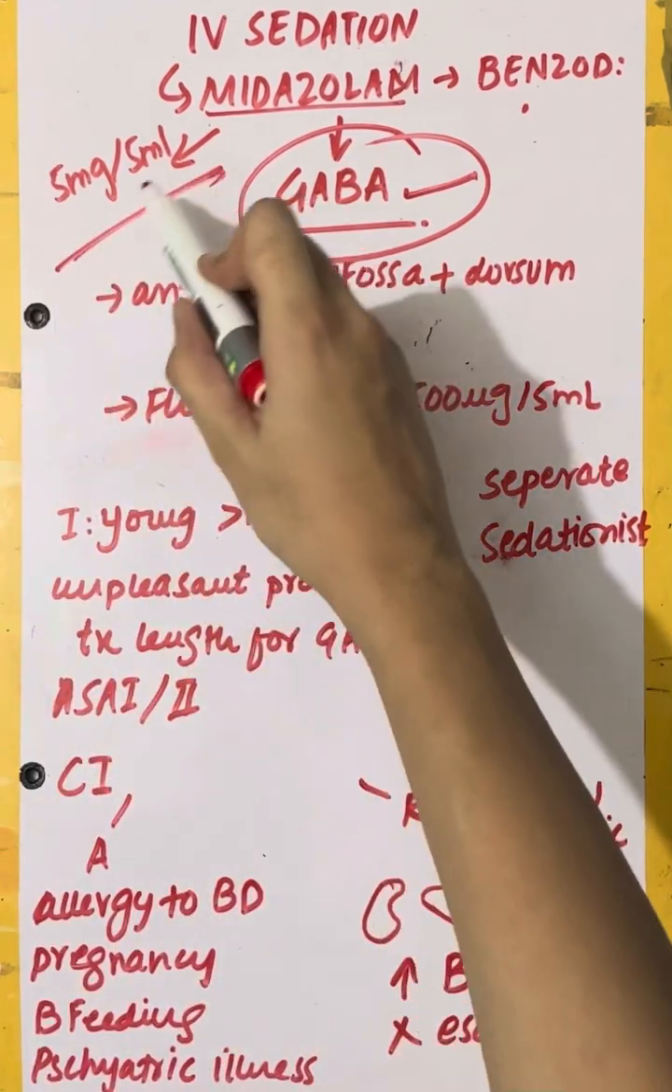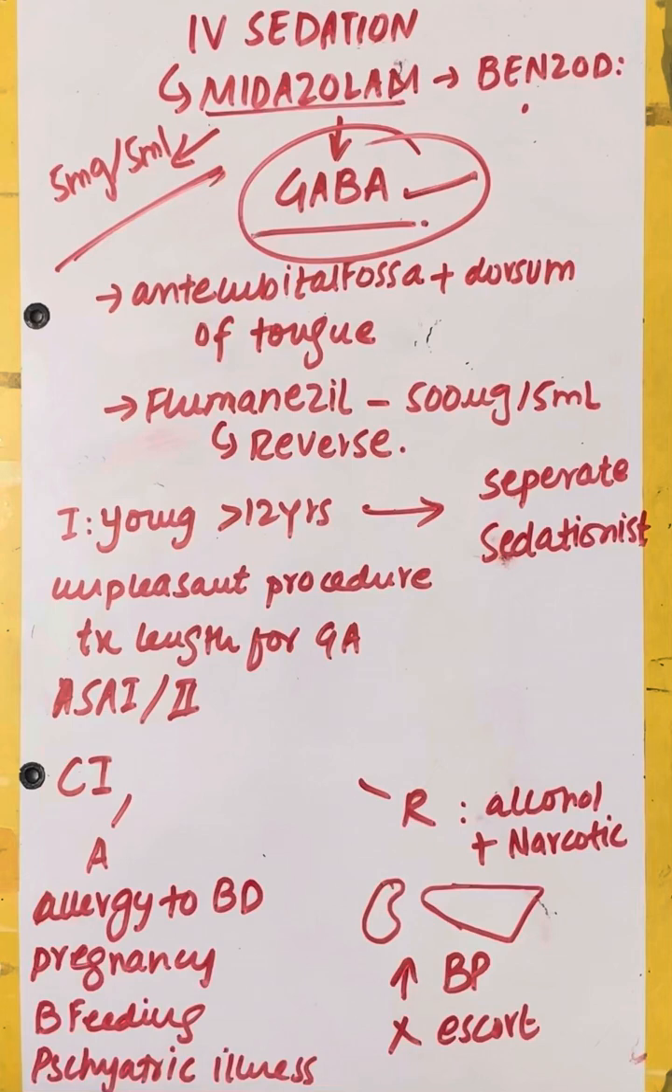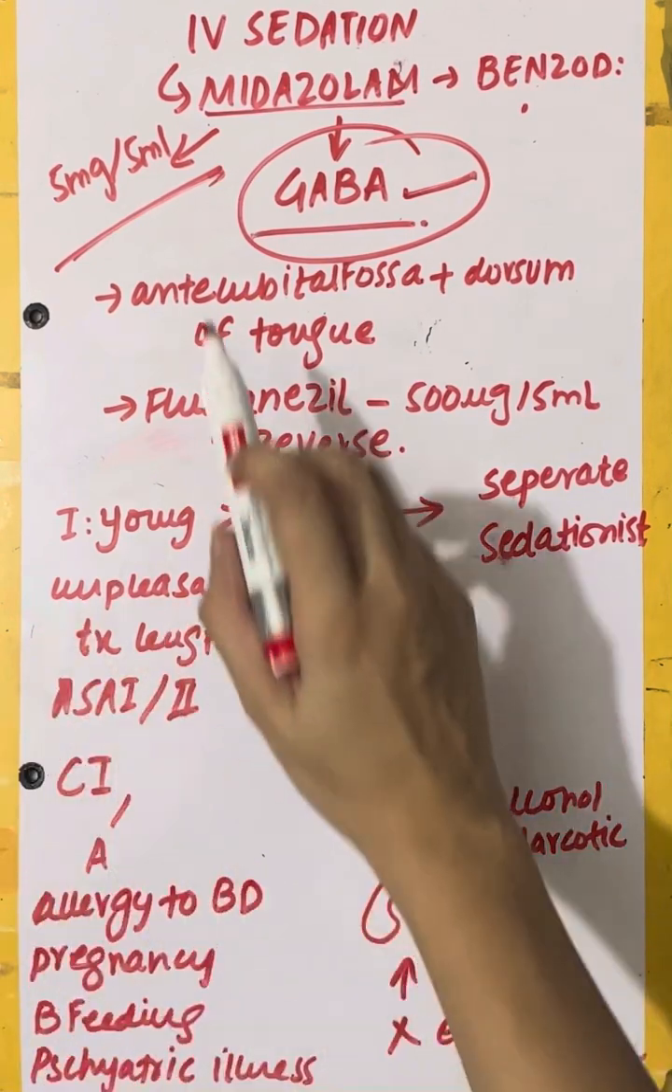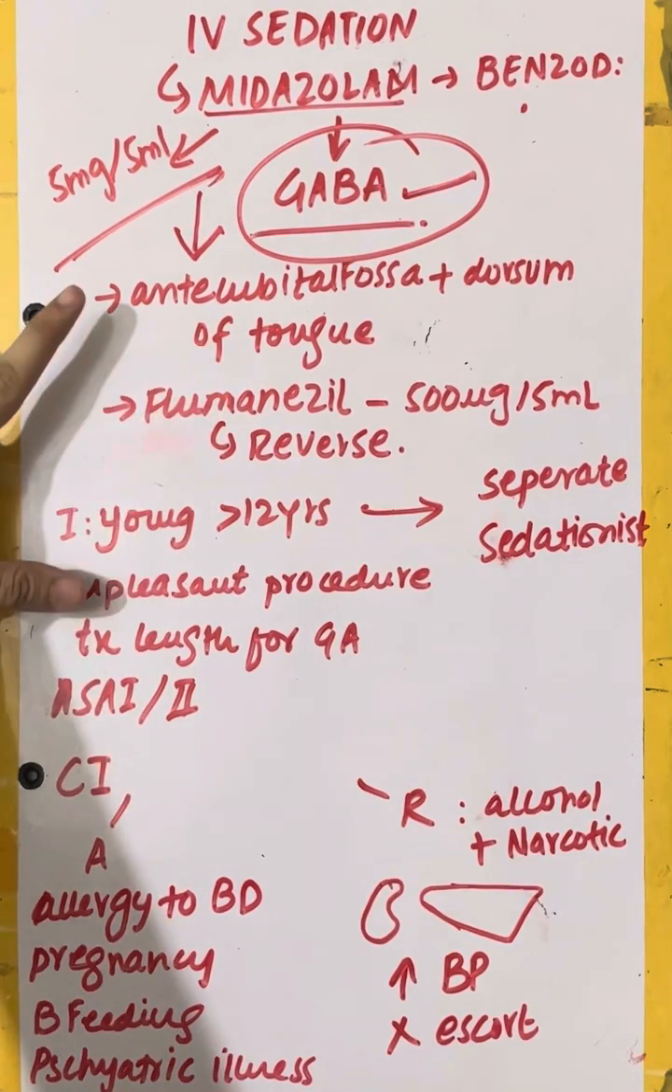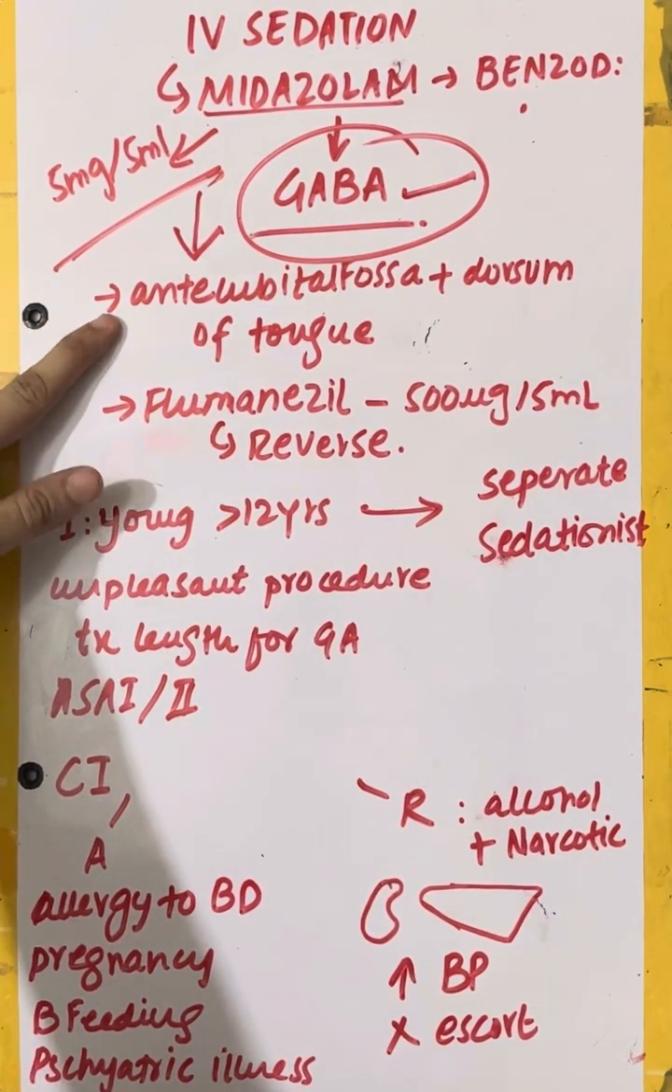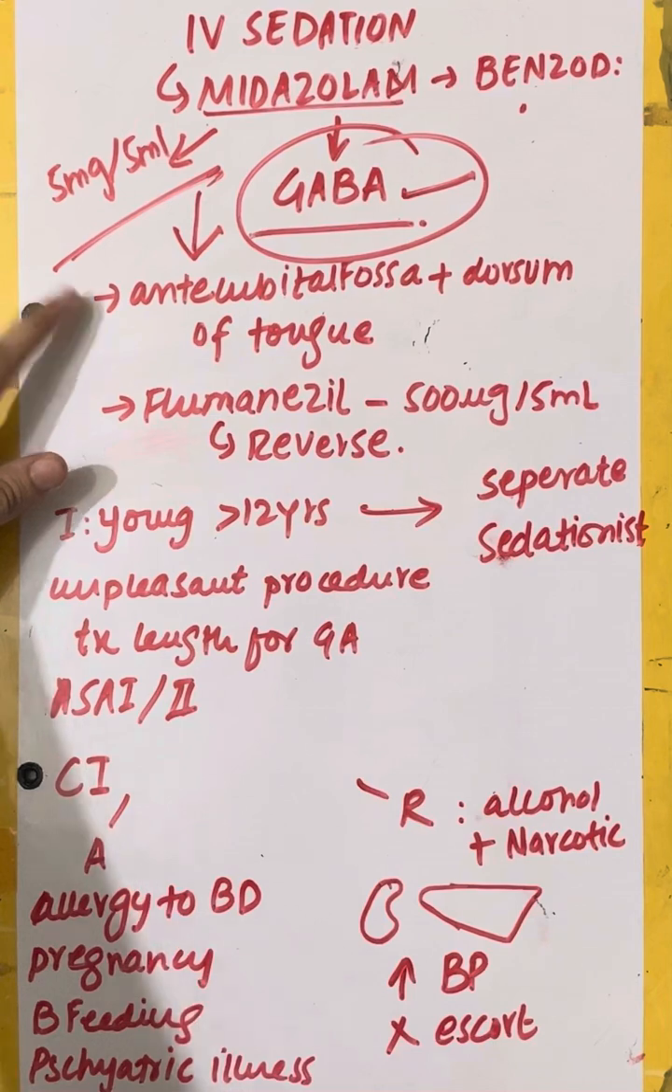How much midazolam do we need? 5 mg per 5 ml. And where do we apply the syringe? On either the antecubital fossa or the dorsum of the hand.